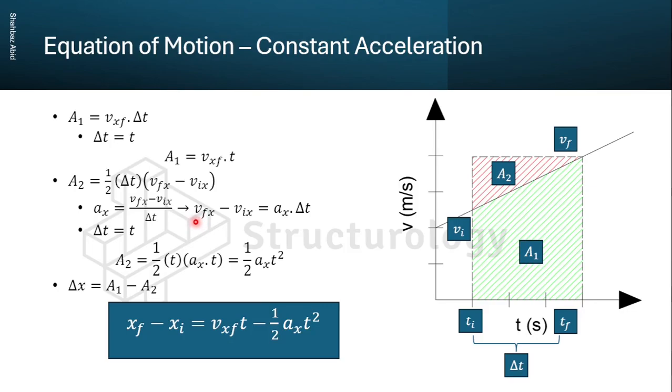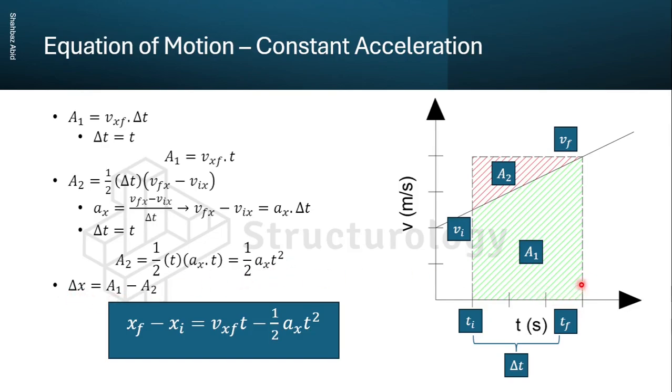2 if I substitute instead of final velocity minus initial velocity a sub x times delta t, and delta t is denoted as t, I'm going to get the area to be equal to half times t times, instead of this, which is final velocity minus initial velocity, I will substitute a sub x times delta t. So if I simplify it, it's going to become half times ax times t square.